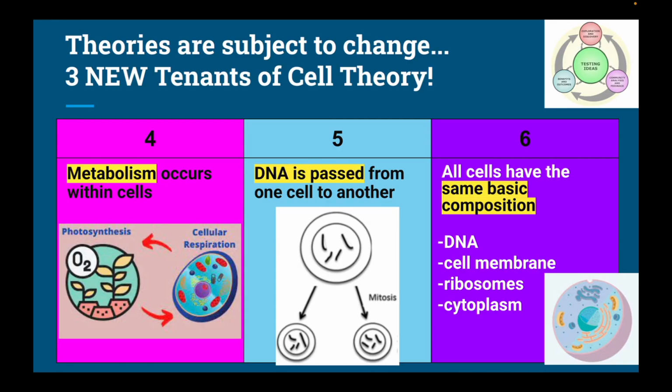And then the sixth part of the theory is that all cells have the same basic composition. They have the same basic parts. One of these parts is DNA. They also all have a cell membrane, ribosomes, and cytoplasm. And we're going to talk about those 4 parts.